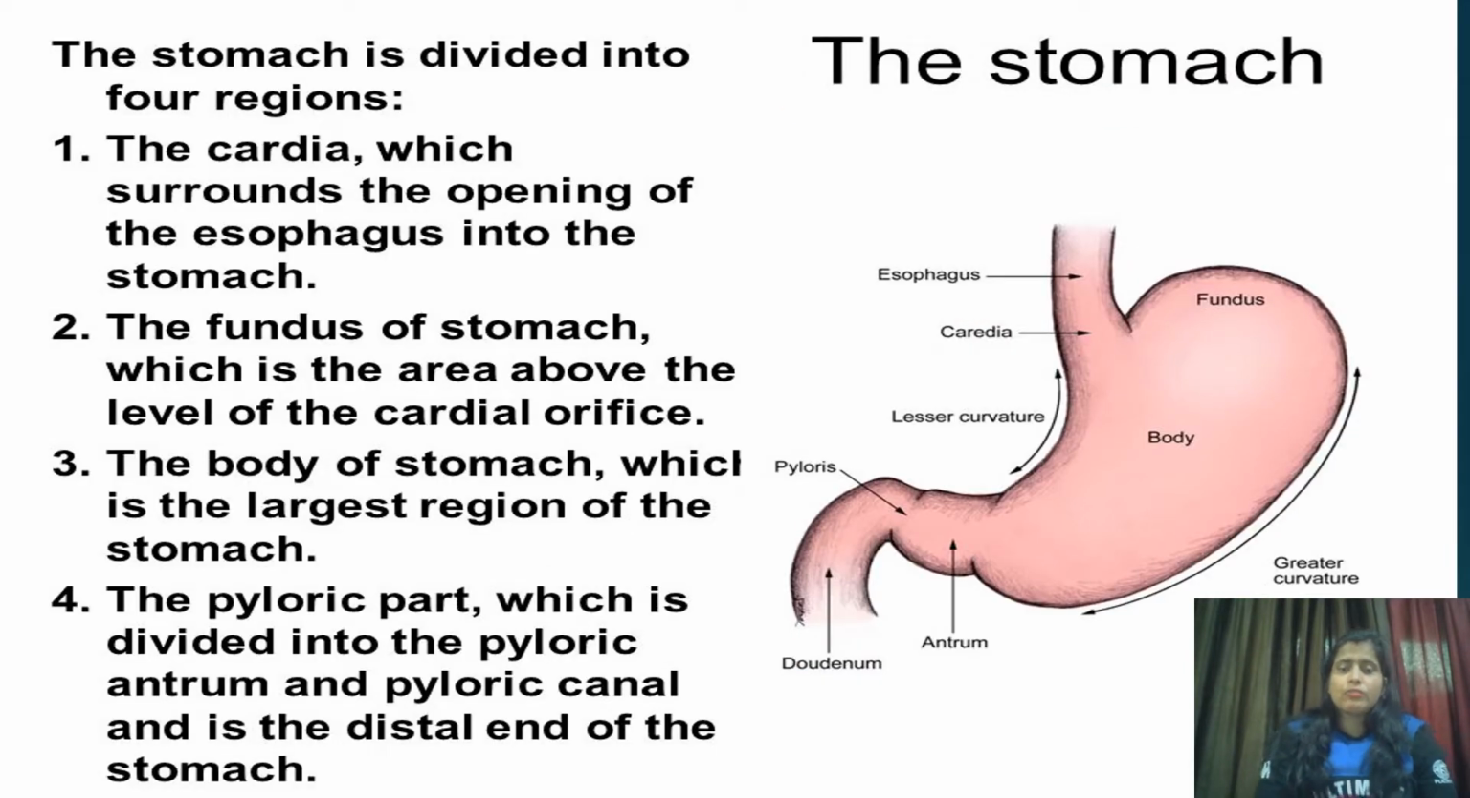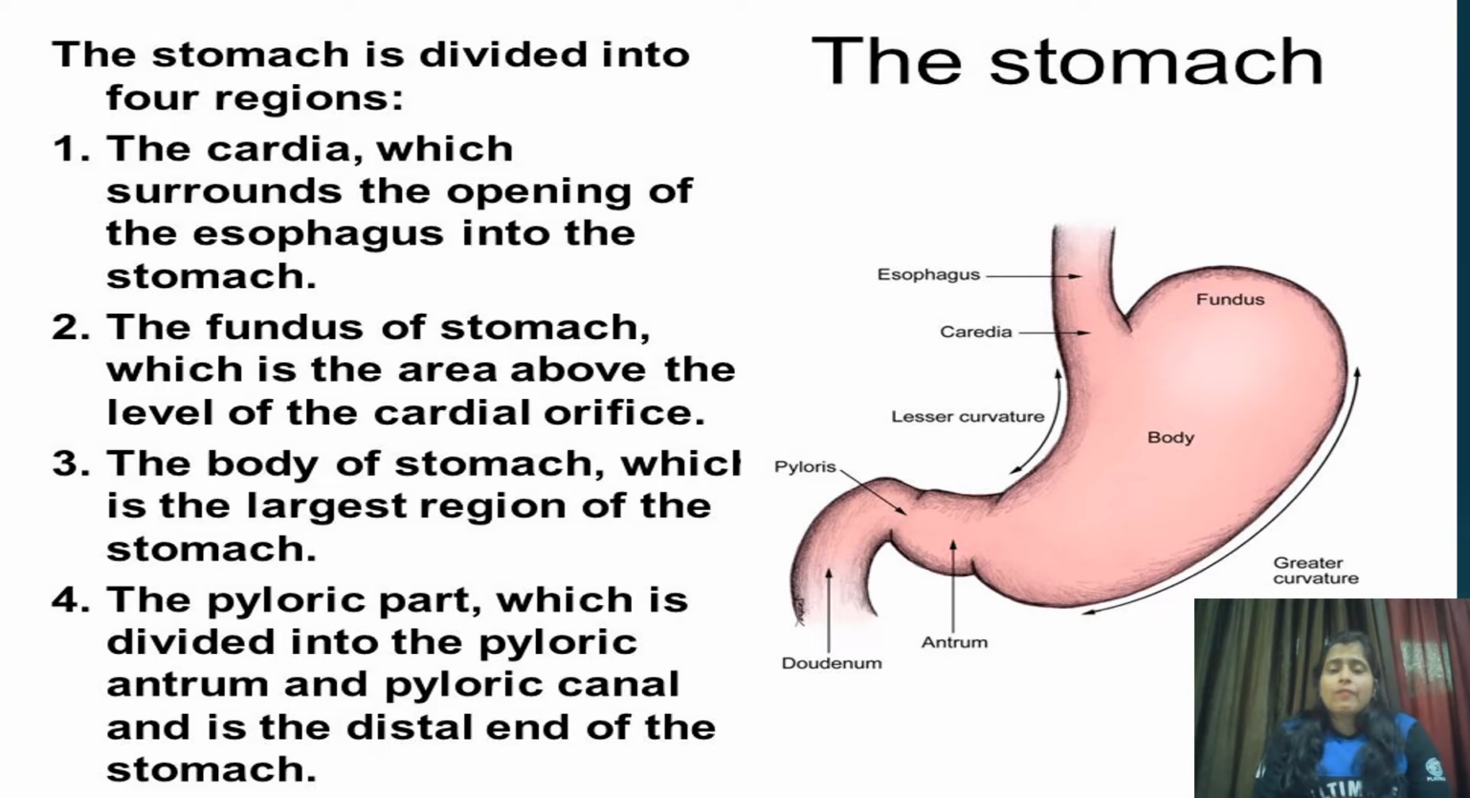Now, stomach. The stomach is divided into four regions. It is a J-shaped organ. After the esophagus, the food moves towards the stomach. Now we can see that there are four regions of the stomach. The first part is cardia, which is present at the opening of esophagus into the stomach. Then we have fundus, which is the area above the cardia region of a stomach. Then we have body part, which is the largest region of the stomach.